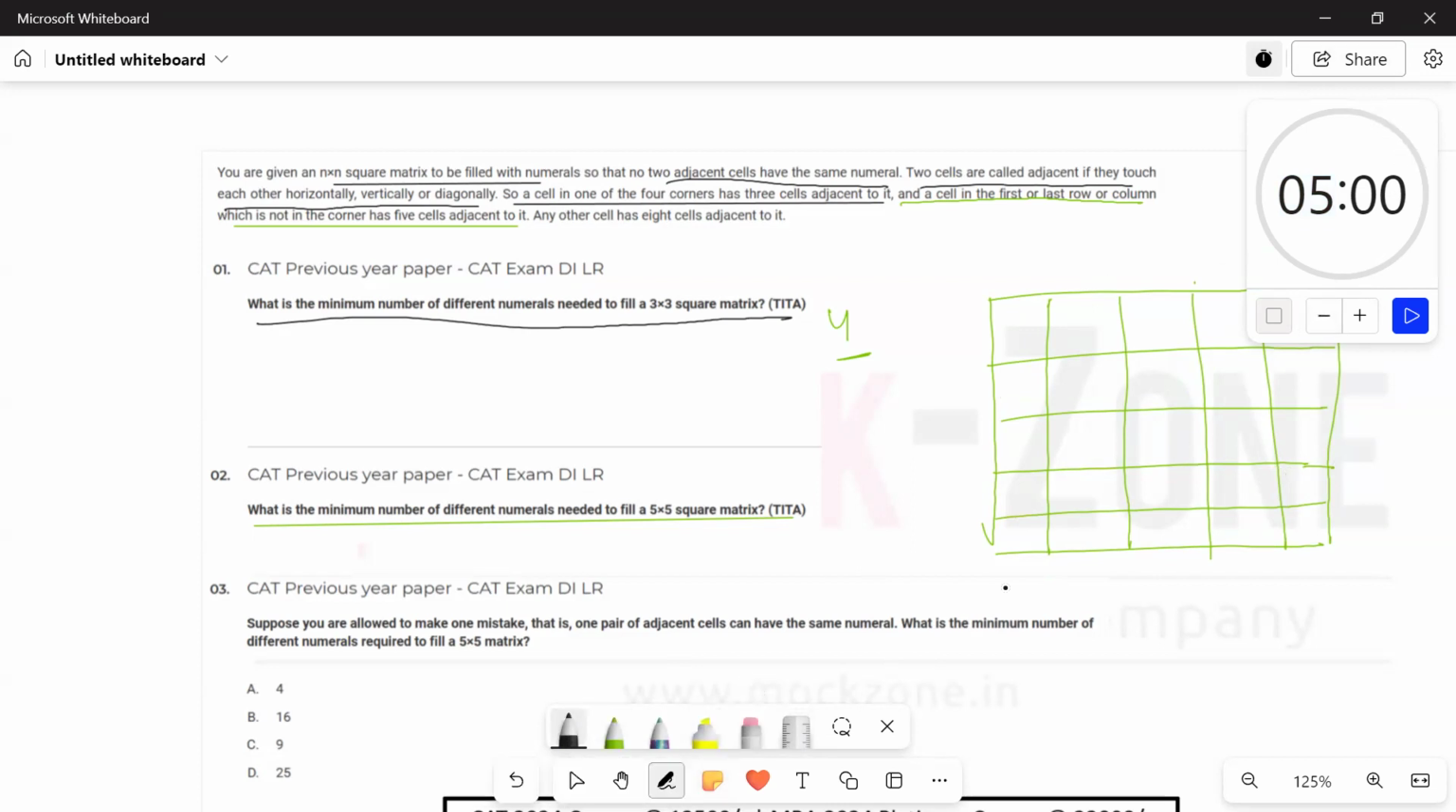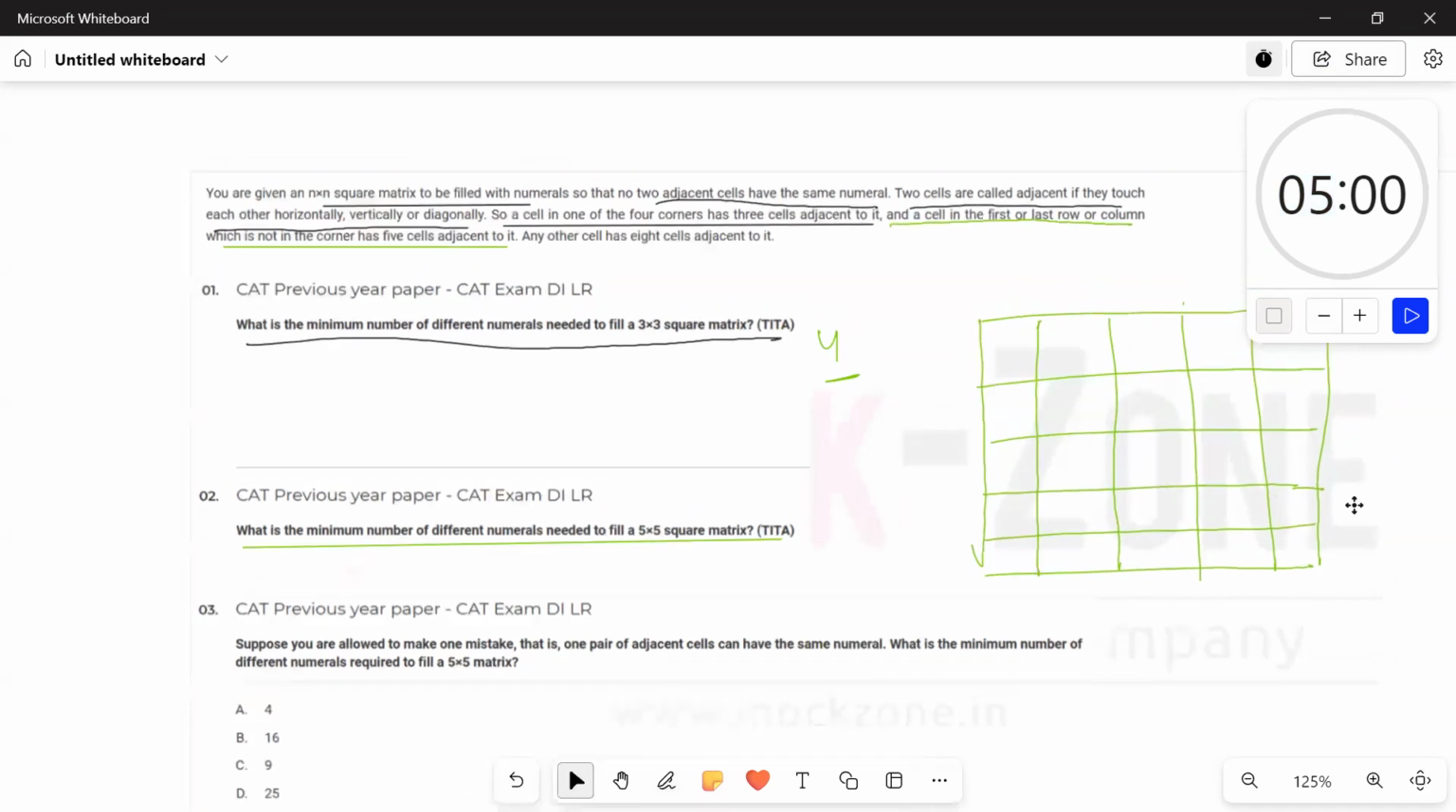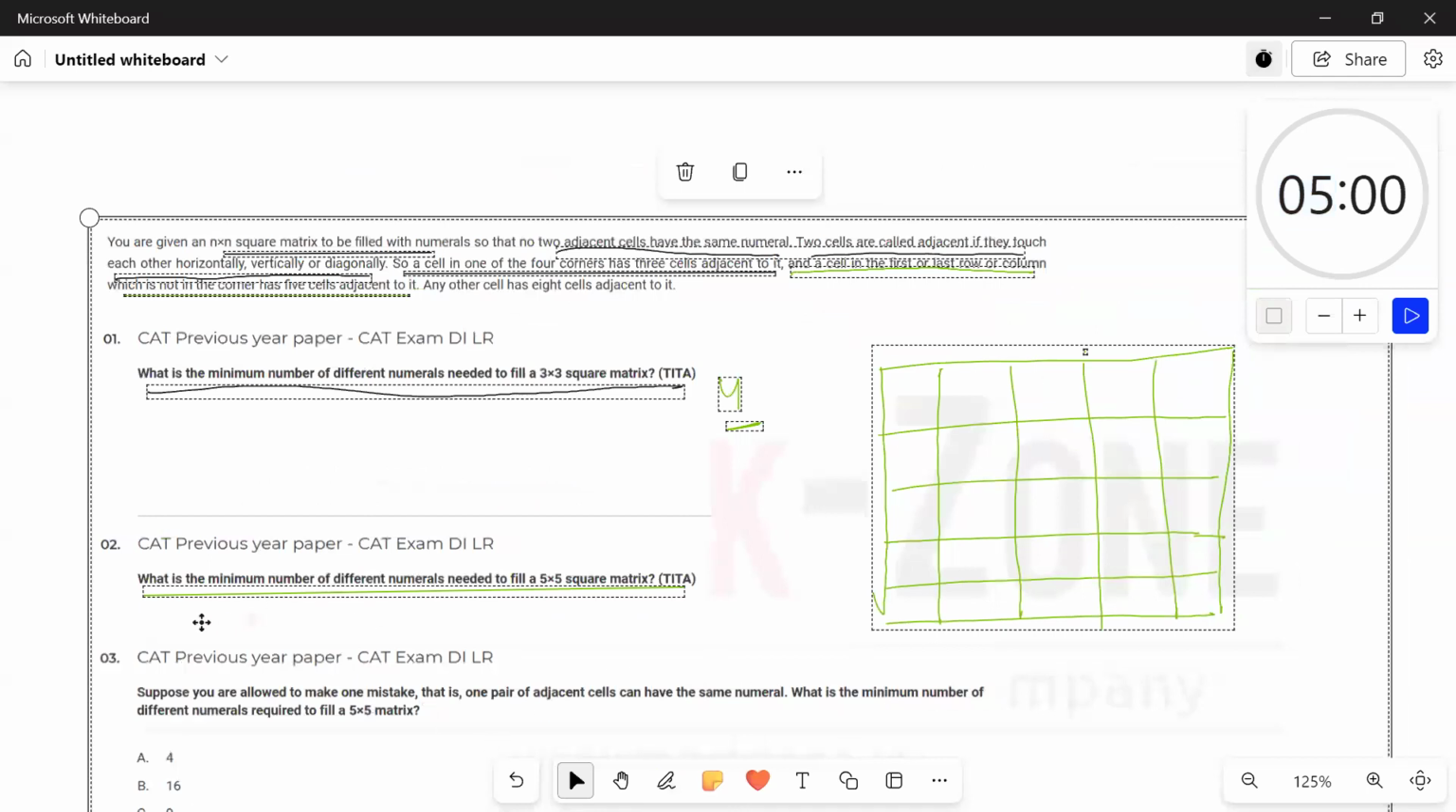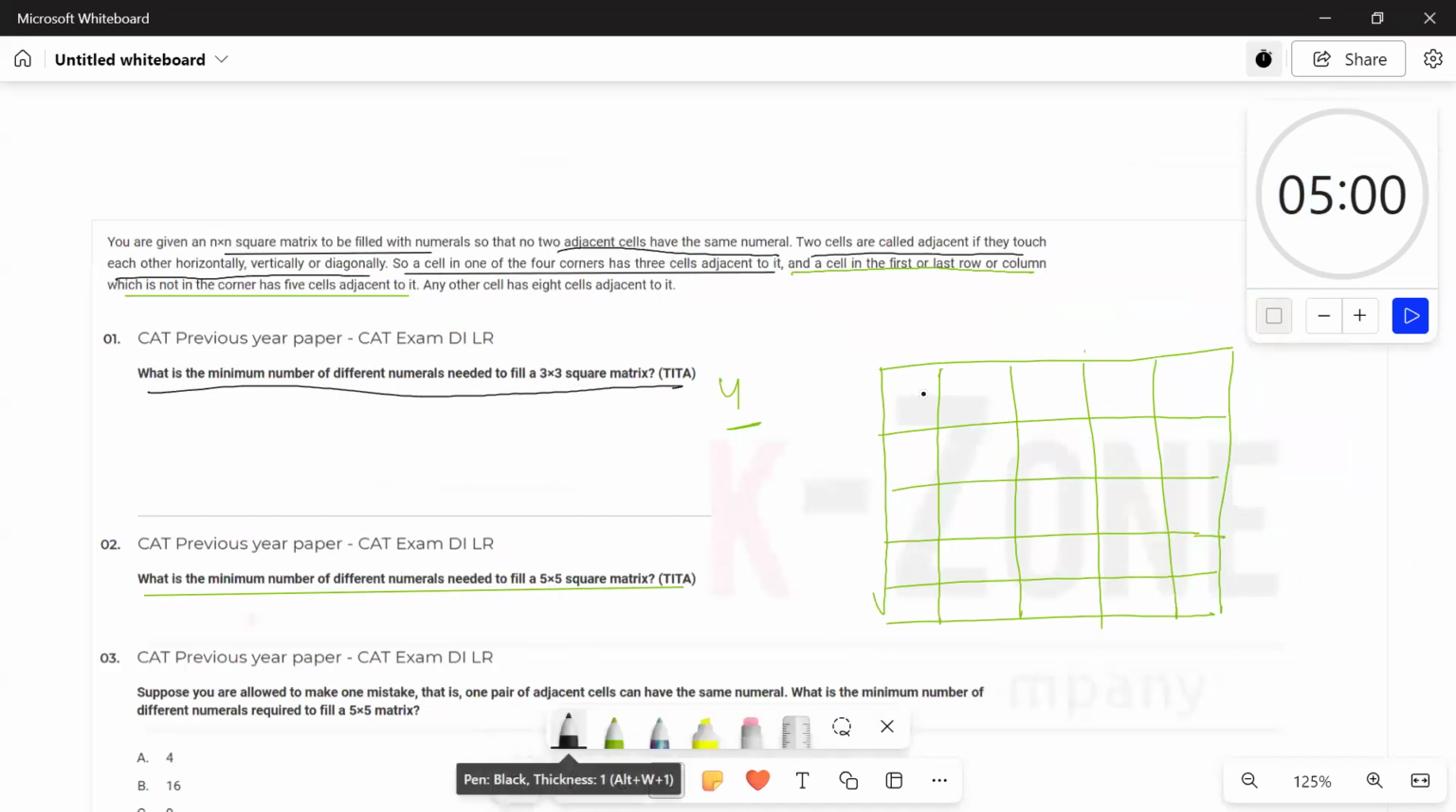What is this? Now we have this 5 by 5 cube. Now what is the minimum number of numerals required to fill it? Let's say we have 1 in the corner. Let's fill the maximum number of ones.